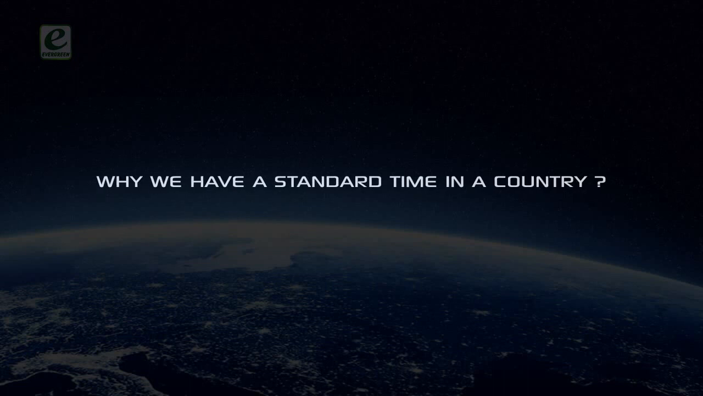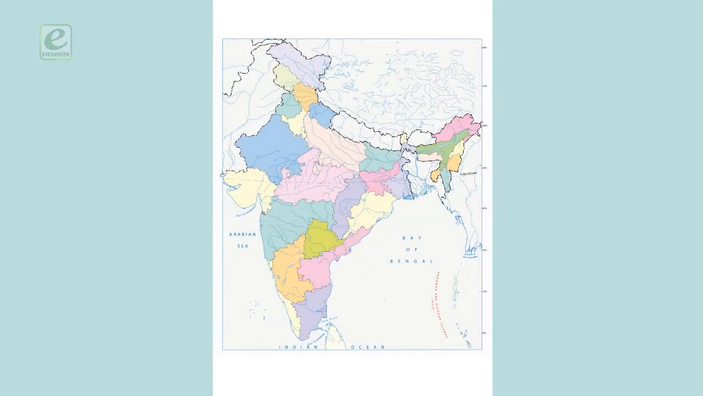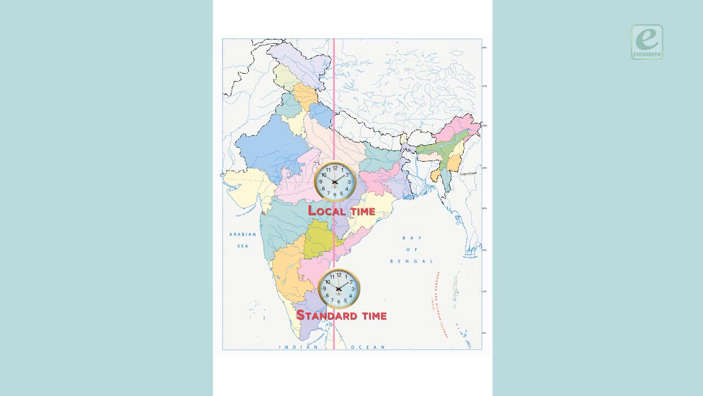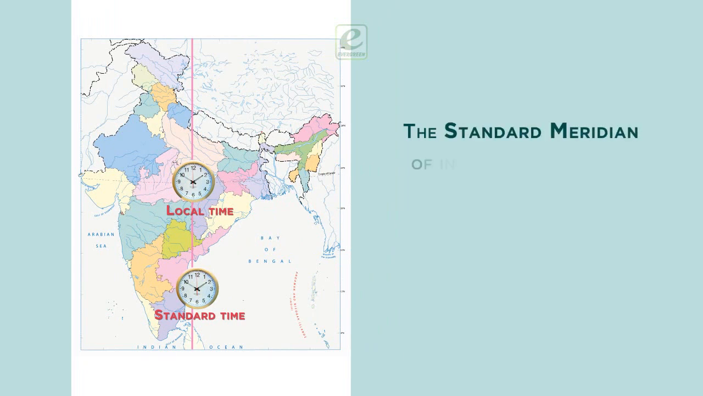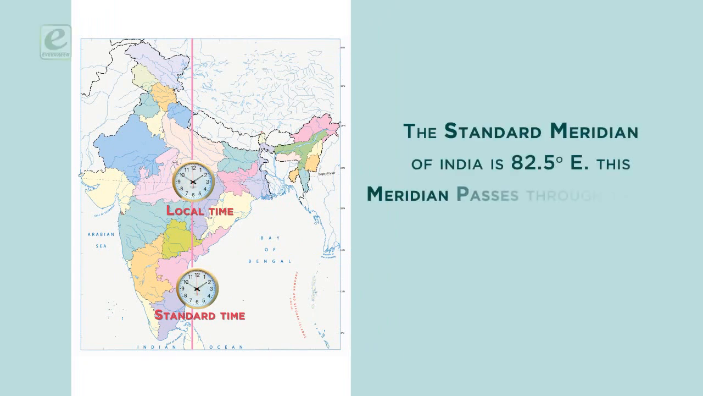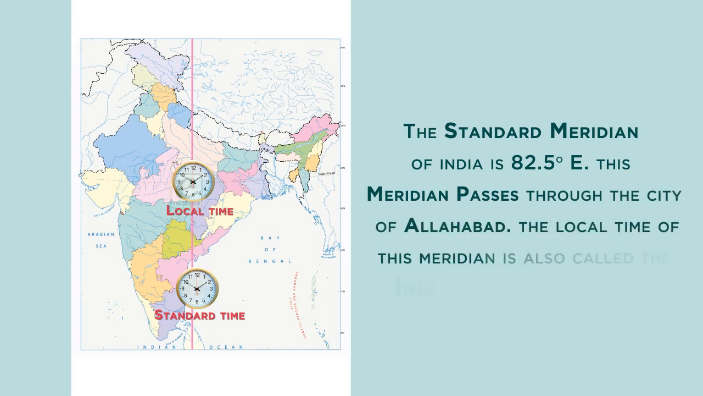Why we have a standard time in a country? If each meridian that passes through a country follows its own local time, it will create a lot of confusion. To avoid this confusion, the countries have their own standard time. The middle longitude of a country is taken as standard meridian and the local time of that meridian is fixed as the standard time for the whole country. The standard meridian of India is 82.5 degrees east. This meridian passes through the city of Allahabad. The local time of this meridian is also called the Indian Standard Time.